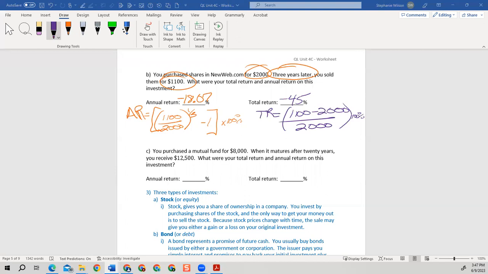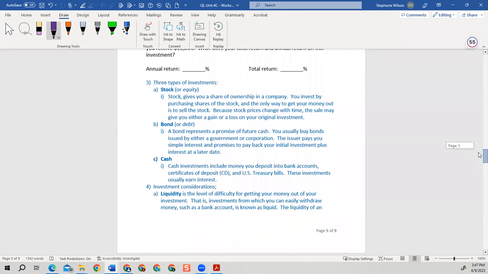Okay. You purchased a mutual fund for $8,000. After 20 years, you receive $12,500. What would your total return and annual return be on the investment? I'm going to encourage you to do this one by yourself. Holler at me if you have any questions on it.